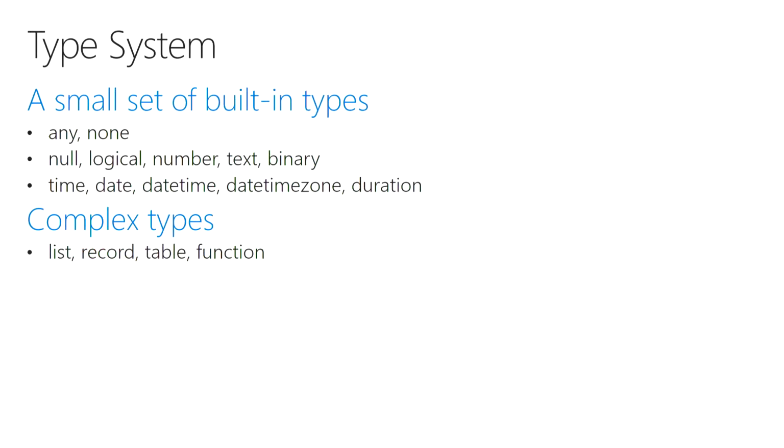M types. M tries to keep a very simple type system. There's a small number of types. You'll notice that, for example, there's a number type. There's no int32, big int, double, float. It's just at the primitive level, there's only a single number type, right? So all the types you'd expect, as well as complex types. So M natively supports the concepts of records, lists, tables, and functions as types and values that can be passed around.